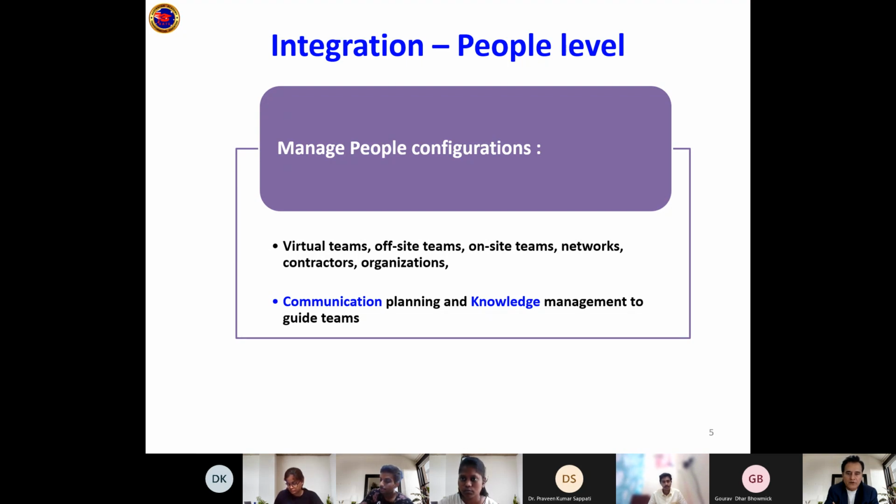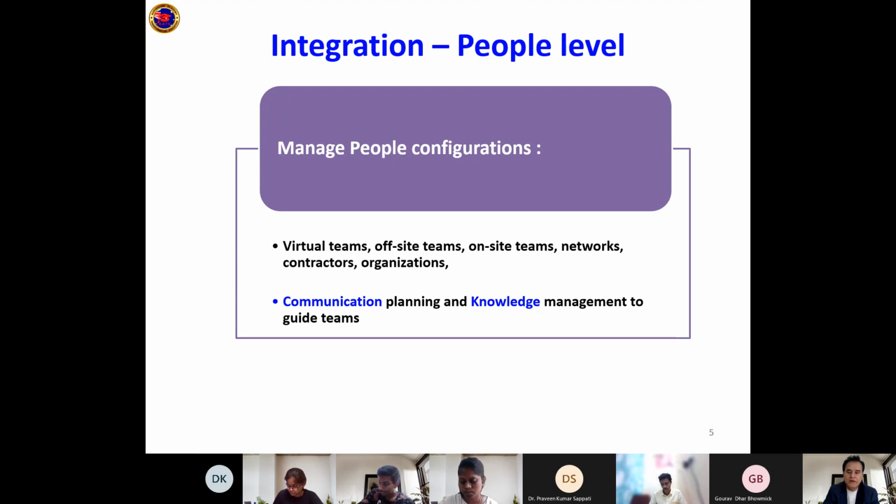So if you're the project manager for the project, for example, this aquaponic, suppose this is the project, okay? Now the company says that you're the project manager. Now dig into the resources who are dispersed virtually all over the world. So one of your people level integration will be configuration management of the people. So virtual team. Second is the on-site team, off-site team and the on-site team, or the networks, or the contractors and suppliers, or the organization that works for you in this project. So all of them is your job to integrate together.